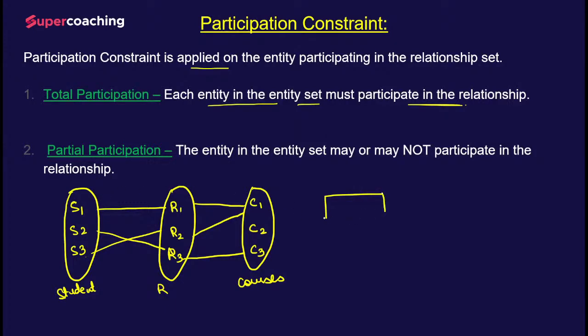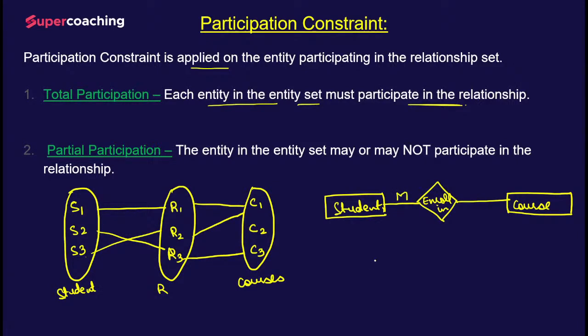If this is the entity representing the student, and here we have an entity representing the course, and here we have the enrolled in relationship. So all the students are enrolled in some course, but there are few courses in which no student is enrolled.